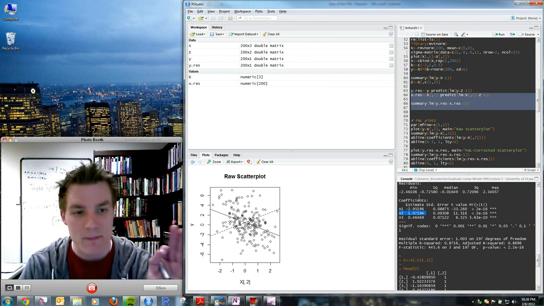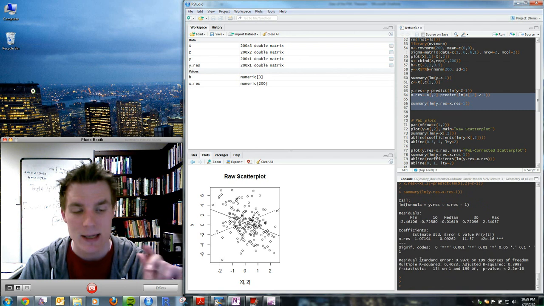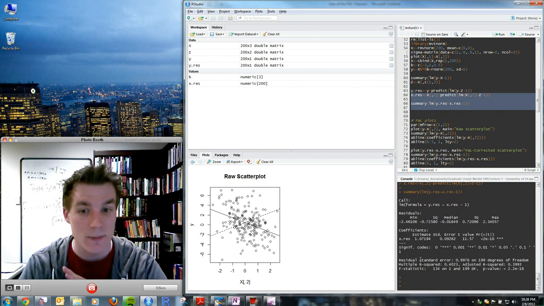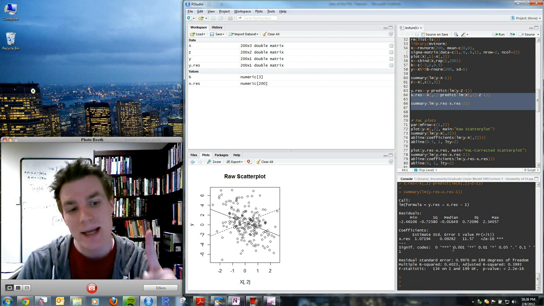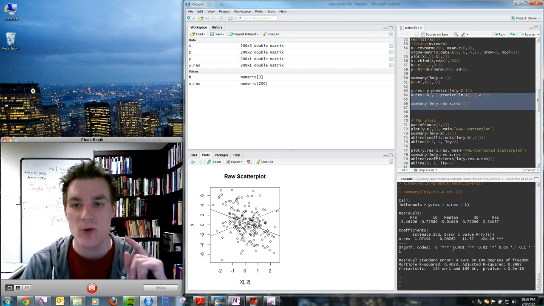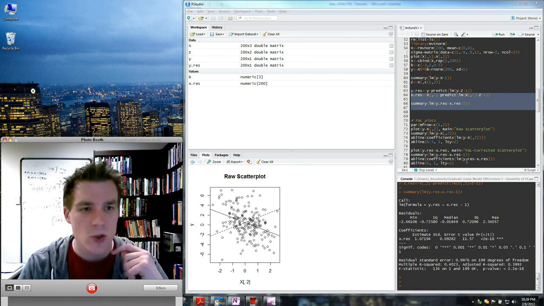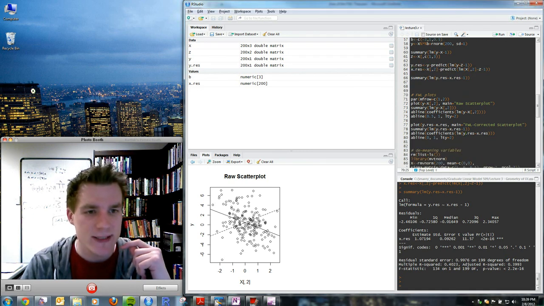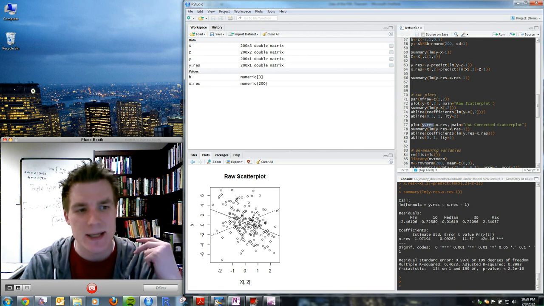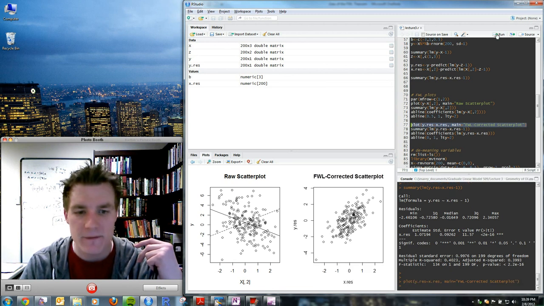The fact that that beta comes out to be the same is by no means a mistake. Now I can use that information to create a really cool scatter plot. So, watch this. I'm going to create a scatter plot of the y residuals from that crazy process against the x residuals from that crazy process, and that's going to give me what I call a FWL corrected scatter plot.